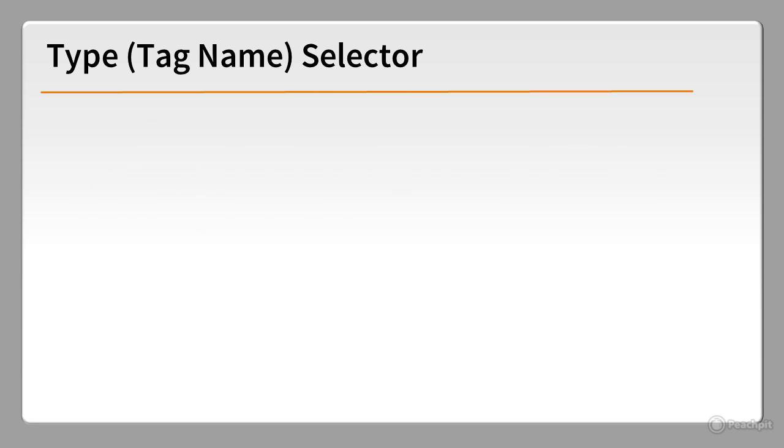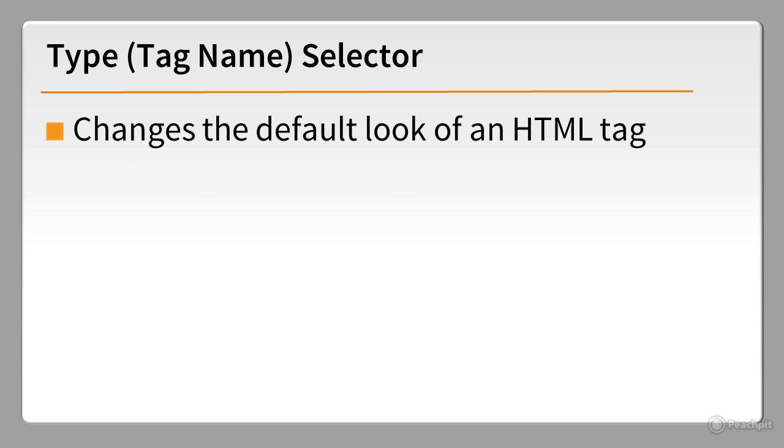The type or tag name selector is one of the most common selectors. It changes the default look of an HTML tag. A type selector uses the name of the HTML tag without the angle brackets, like this. Body selects everything inside the page's body tag and styles it. Similarly, P selects paragraphs and styles them.